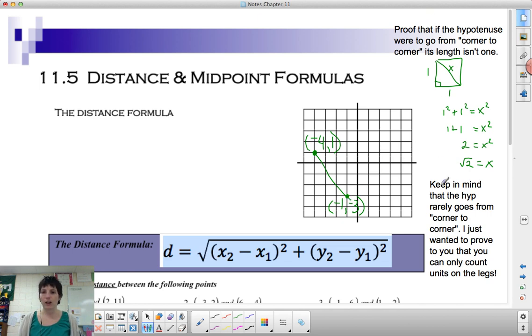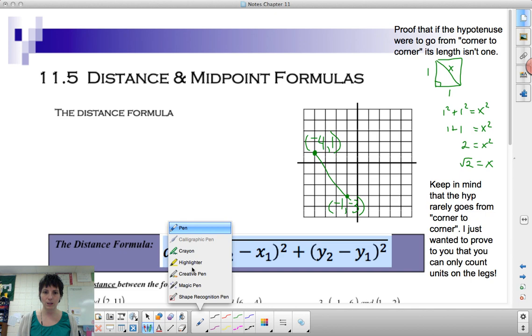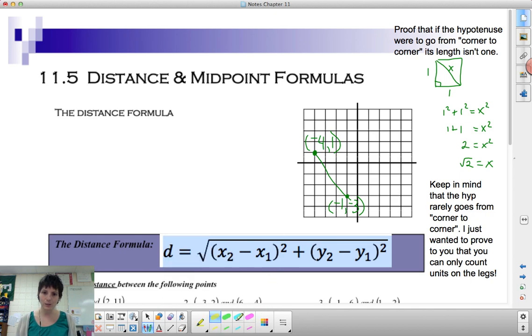So off to the side here, I gave you some proof about why it doesn't work. And if you want to read it, you can. But it's just an extra piece off here to the side. What's important to us is that we're going to use the Pythagorean theorem to do this. And if I use my highlighter, and instead of traveling on the hypotenuse, I travel here on this right triangle between my 2 points, I could use my Pythagorean theorem to find it.